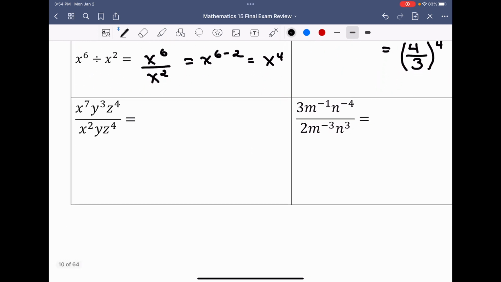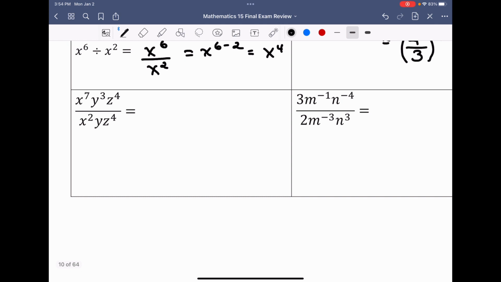Okay, now we go over to our next example here. We have 3 variables, x, y, z. We're going to start with our x's. x to the 7 divided by x to the 2, that is x to the 7 minus 2. We then go to our y's, which is y to the 3 over y to the 1, because remember, when it's not written, you could put a 1 there. y to the 3 over y to the 1 is like saying 3 minus 1. And then finally, we have z to the 4 over z to the 4, which is 4 minus 4.